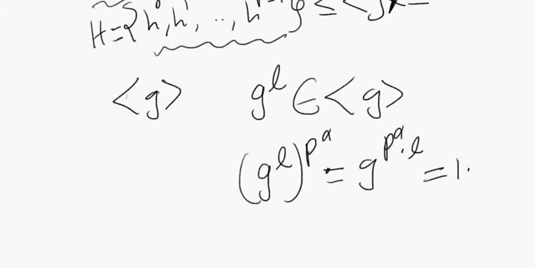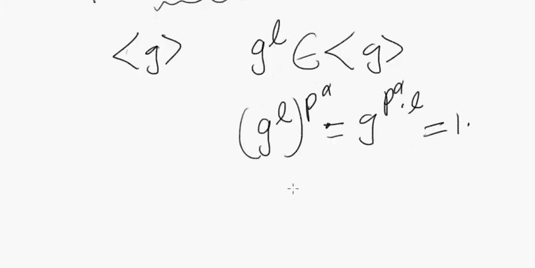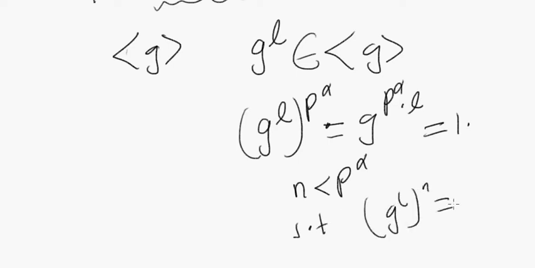Okay. Now question. Is there some natural number n less than p to the alpha such that g to the L raised to the n equals 1, right? Is there such a number? So please check that, please check and see if you agree that there isn't.